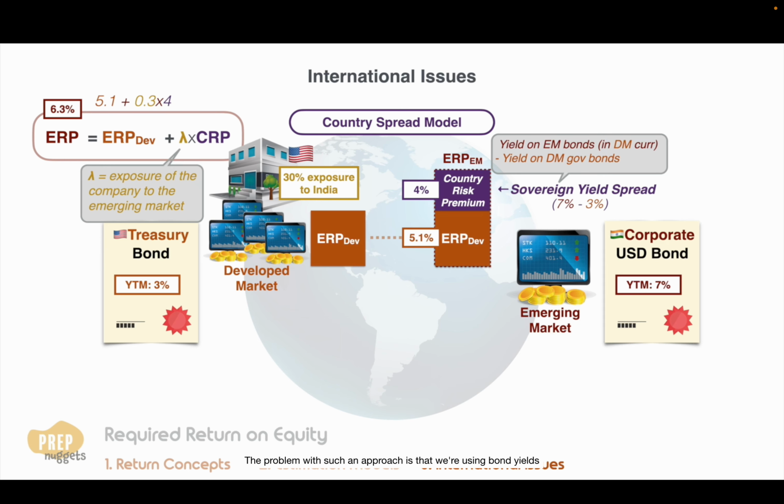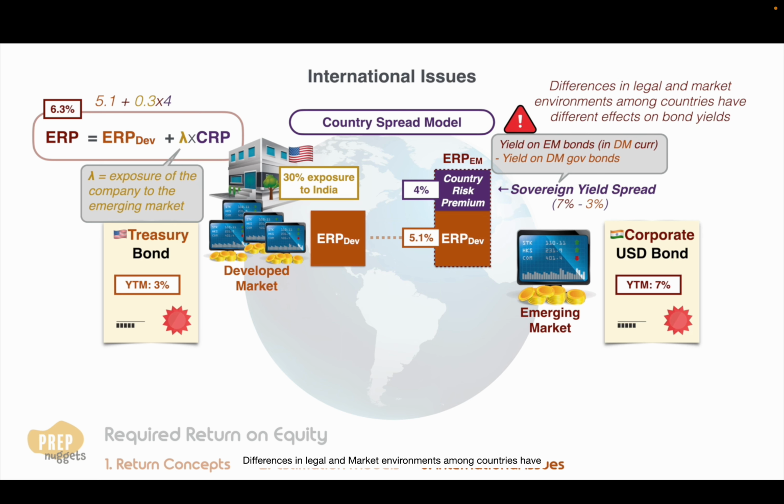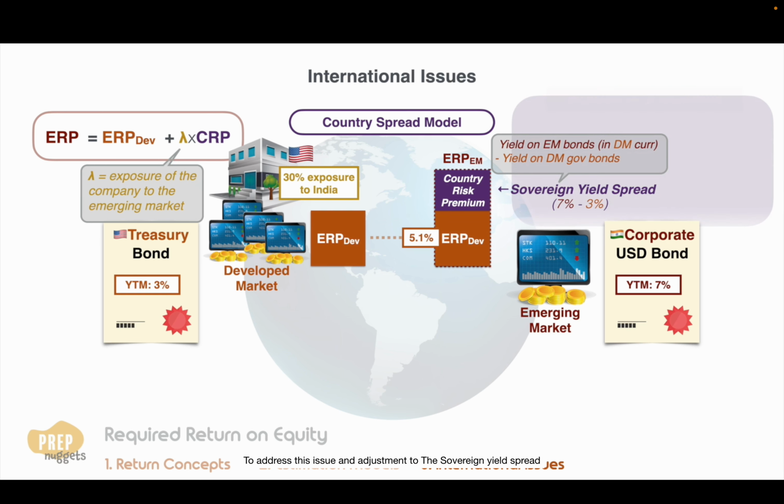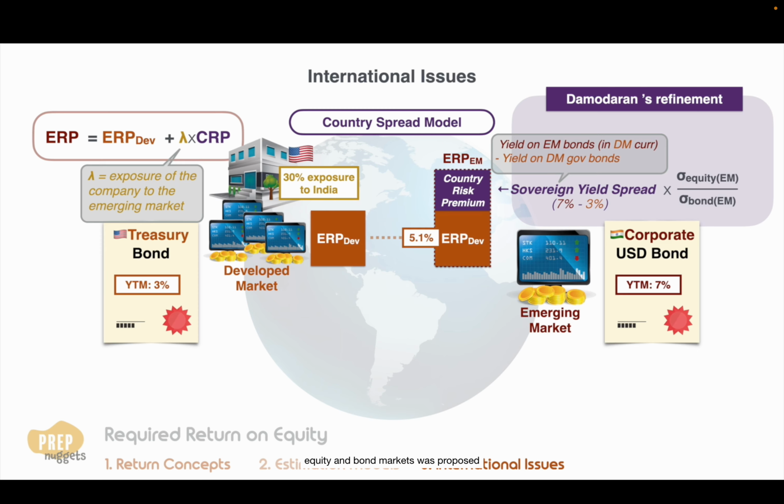The problem with such an approach is that we're using bond yields from different markets to estimate the country risk premium. Differences in legal and market environments among countries have different effects on bond yields, so using bond yield spread alone may not accurately reflect the country risk. To address this issue, an adjustment to the sovereign yield spread by the ratio of standard deviation of the emerging market's equity and bond markets was proposed by Damodaran. So, for example, if the Indian stock market's volatility is 15% and the bond market's volatility is 12%, the country risk premium should be 5%. The applicable ERP for the US company should be adjusted to 6.6%.